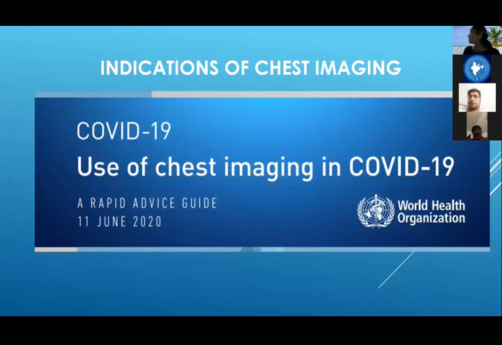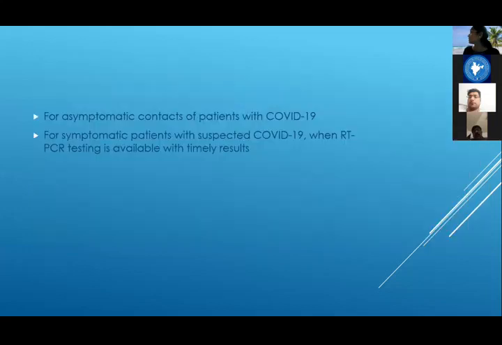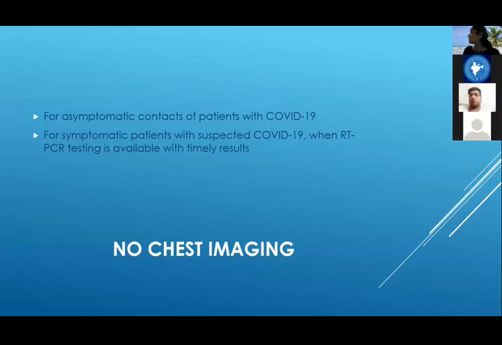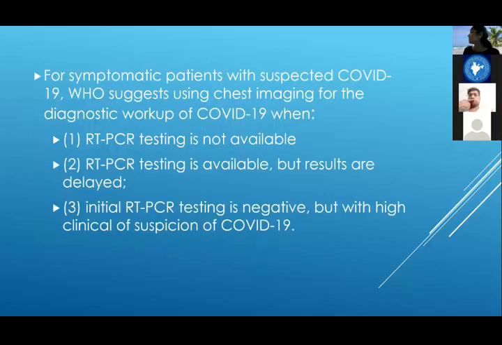Sorry again. So we are dealing with the indications. We said that for diagnosis right now we are not at all using chest imaging. So what is the main indication now? That is, if the RT-PCR testing is not available, or if it is available but results are delayed. These two points are not very important now, because we know that everywhere the RT-PCR testing and the rapid antigen testing are available. So right now the indication is when the initial RT-PCR testing is negative but there is high clinical suspicion of COVID-19. Only in those cases do we now use chest imaging for diagnosis. Otherwise, for diagnosis we don't use chest imaging.